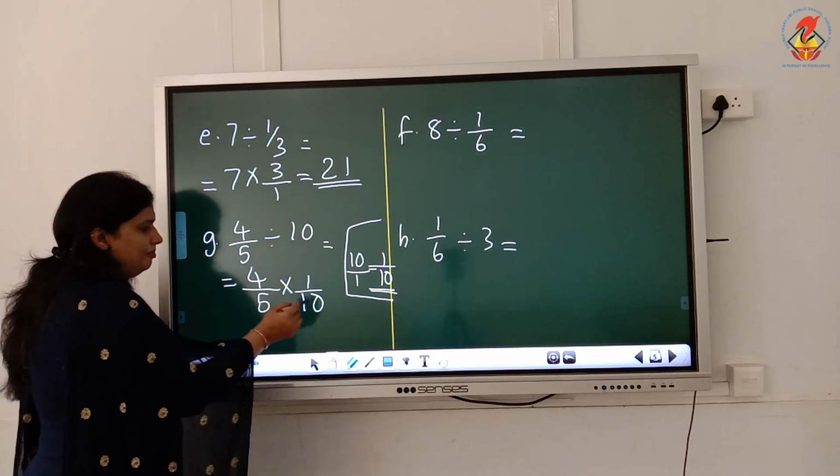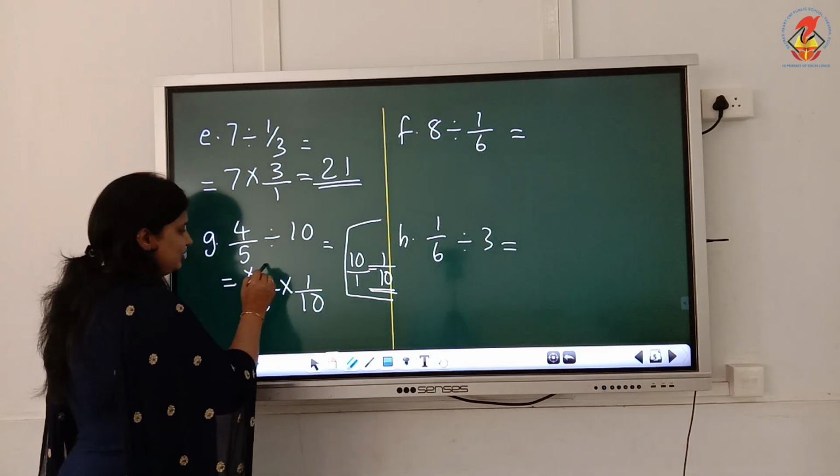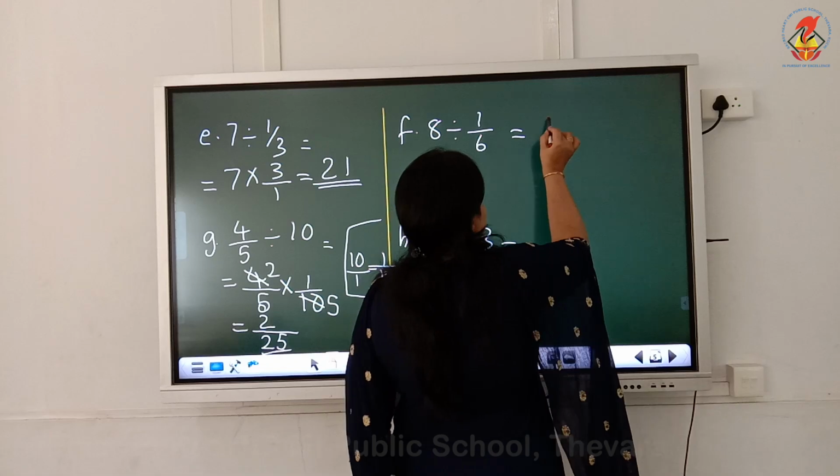Did you see any common factor for numerator and denominator here? Yes, that is 2. 2 twos are 4, 2 fives are 10. After that you need to multiply and write the balance numbers. 2 ones are 2 and here 5 only, right? 5 fives are 25. Okay, is it clear?